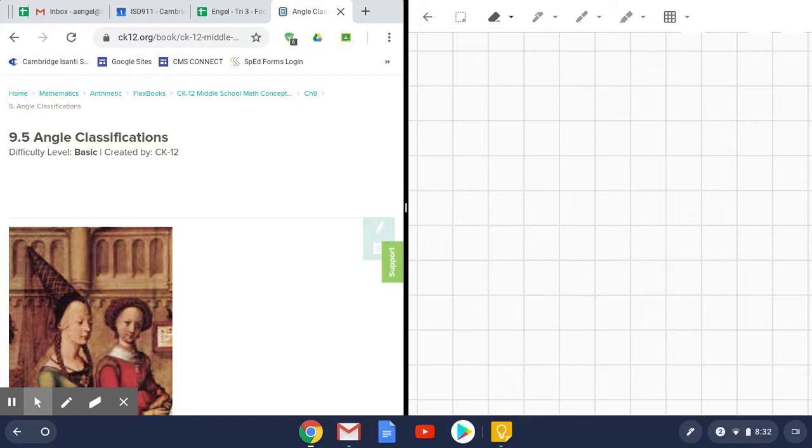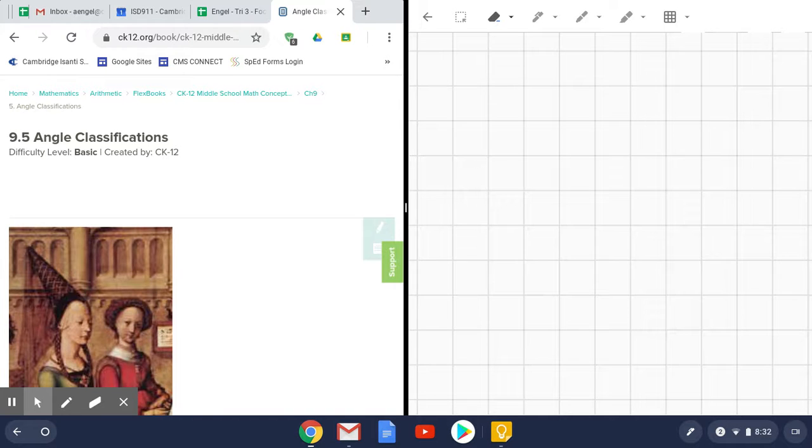Okay, welcome back. So today we are going to be covering angle classifications. We know all about shapes. We know about triangles, squares, hexagons, pentagons. We know about all of these different types of shapes, but we're going to be kind of focusing here for the rest of the year on triangles.